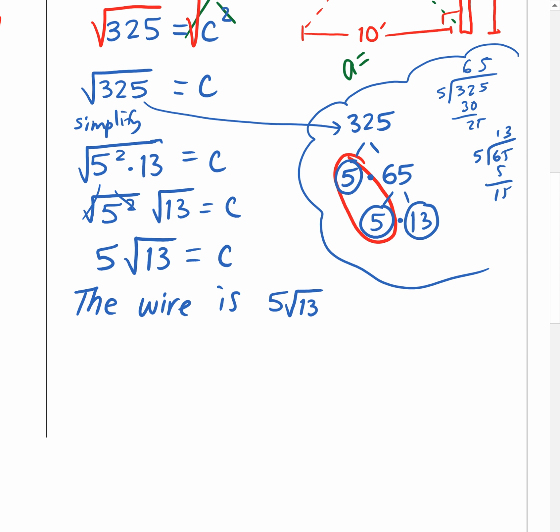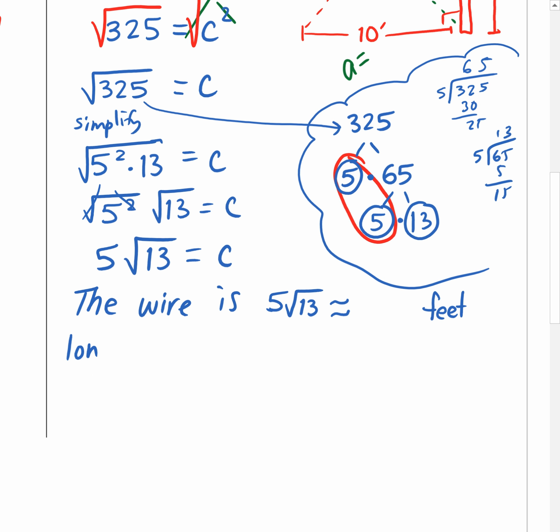And you know what I might do is leave a little space for a decimal approximation, because this is a real life situation. If you're an engineer designing this wire and you tell your boss, oh yeah, I calculated it, and this thing is about 5√13 feet long, how helpful is that? That's not very helpful. You want a decimal probably, right? So I'm going to leave some space. I'll figure out that decimal later. The wire is 5√13 feet long.